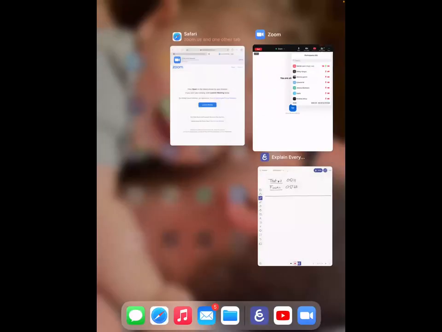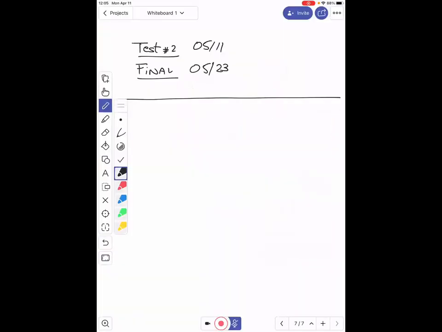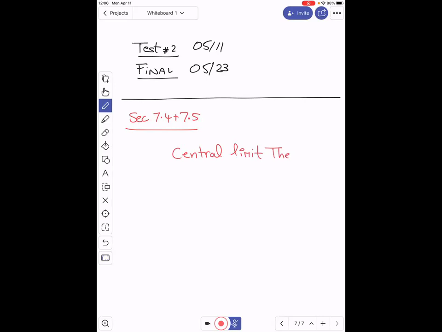All right. So this is section 7.4 plus 7.5. We're gonna continue the normal distribution. The goal of the next sections is to see why this normal distribution is so important. It's one of the most important distributions. In this section, we're gonna discuss the central limit theorem.